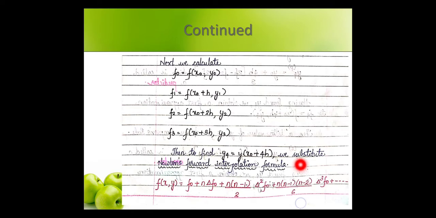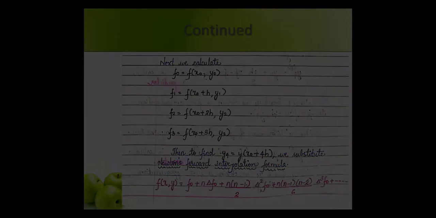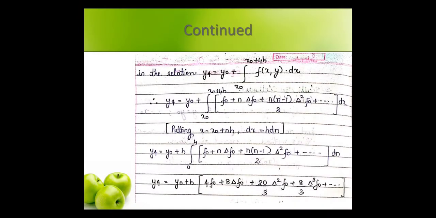In this you need to substitute the f0 value, f1 value, f2 value and f3 value. So once you substitute you will be getting the value of y4, that is y0 plus h times 4 f0 plus 8 delta f0 plus 20 divided by 3 delta square f0 plus 8 divided by 3 delta cube f0.